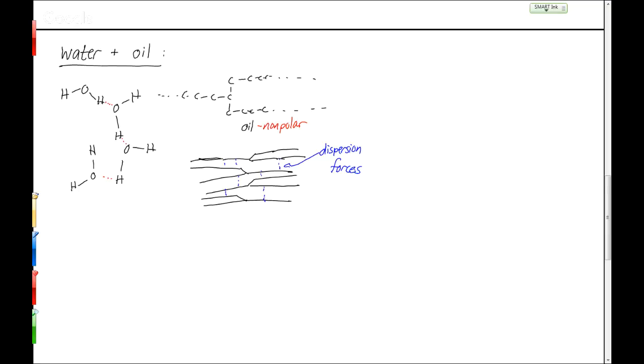Now we talked about dispersion forces being weaker, and that's certainly true. But when molecules get big enough, then the overall force is actually pretty strong. And that's why oil is a viscous, non-volatile liquid. It's pretty happy to just stay a liquid because the molecules are so big that there's enough dispersion force to actually hold everything together pretty well.